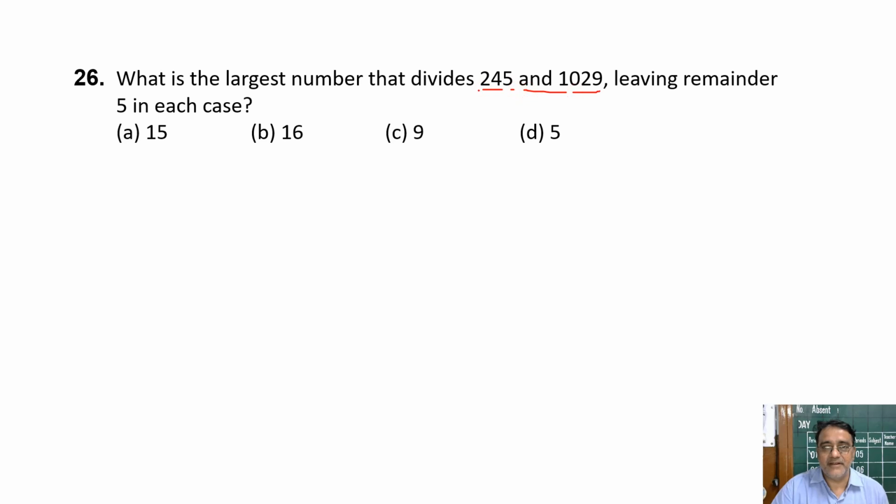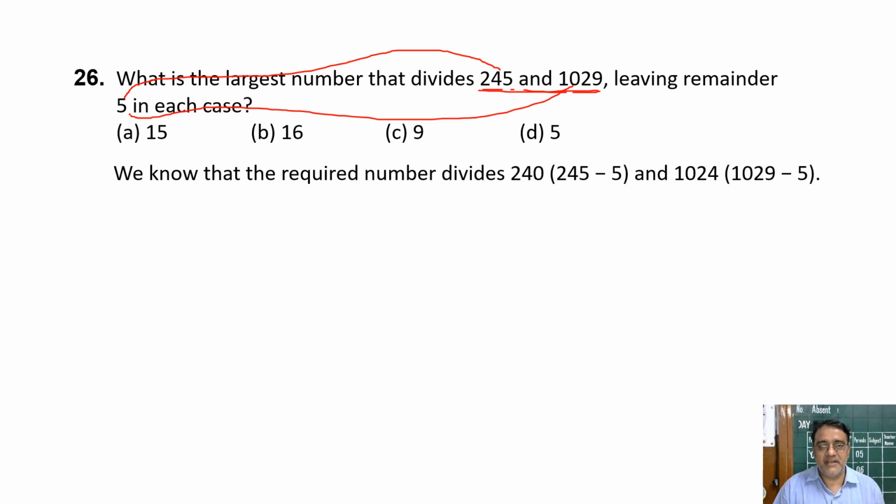So what do you have to find? HCF. HCF, right. And I told you in HCF you have to subtract. Okay, so 245 minus 5 is 240, and 1029 minus 5 is 1024. Is this step clear? Yes, sir. Okay. And we know we have to find the HCF also.